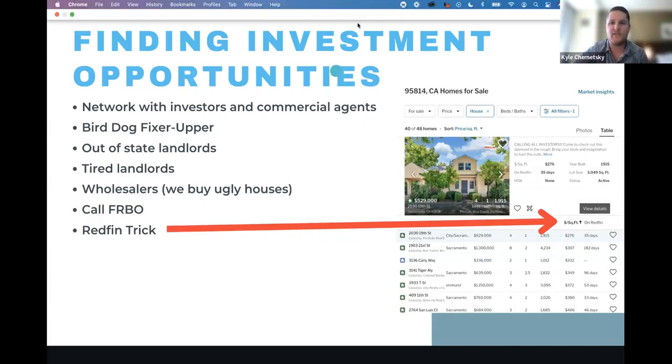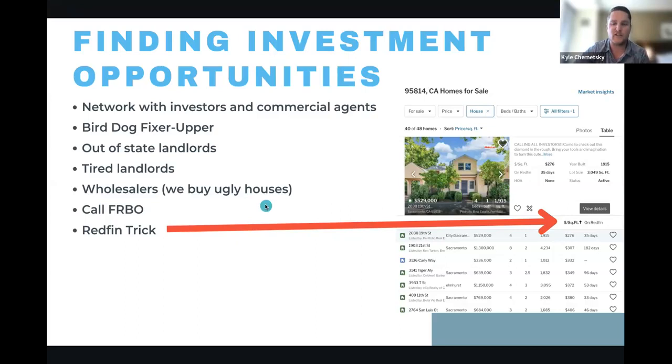Any questions on good ways to find off-market properties? There's gold in finding these guys. Lots of money. Investors will be knocking at your door if you get good at finding off-market properties.